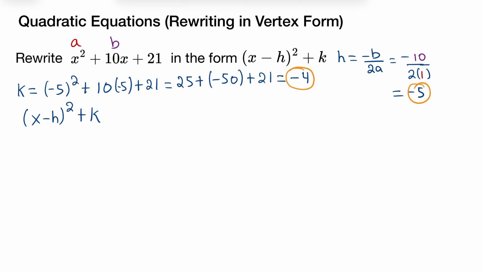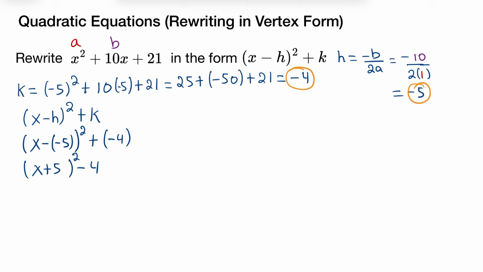So let's go ahead and plug in our values. So we have x minus h is negative 5 squared plus k is negative 4. All right, and so when we evaluate that, we have x plus 5 squared minus 4.